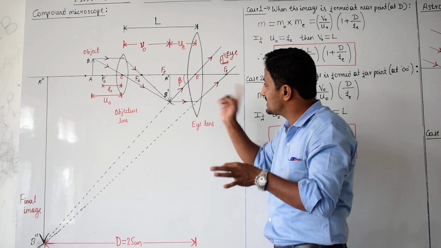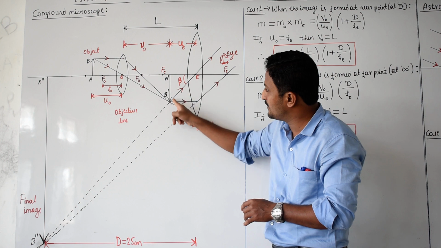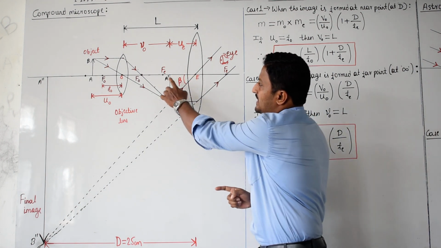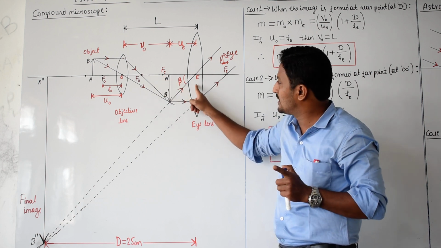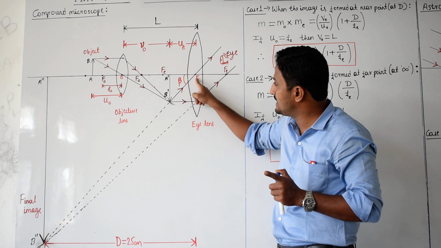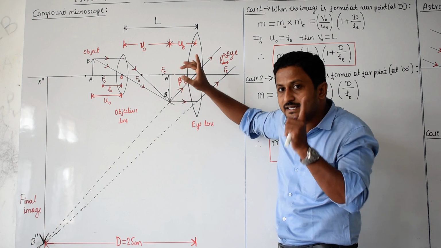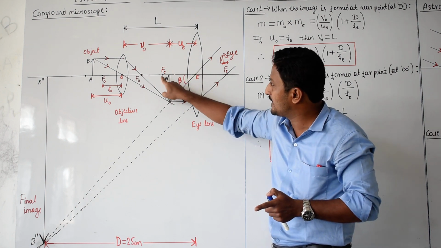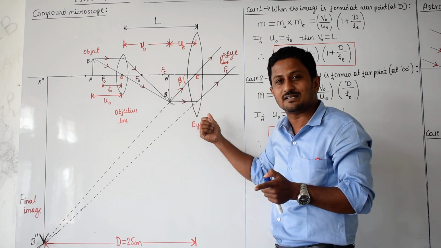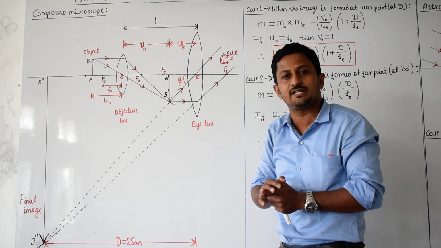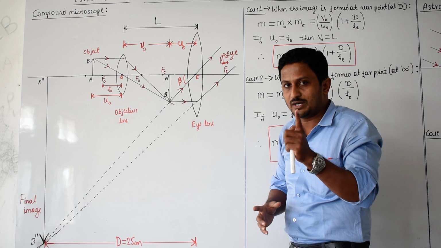Once the object comes, see here, for this A dash B dash is the object. Now you look here. FE is the principal focus of this one. E is its optical center. Now you see here, this object is in between its optical center and principal focus. Then obviously this biconvex lens is going to produce a virtual, erect, highly magnified image.